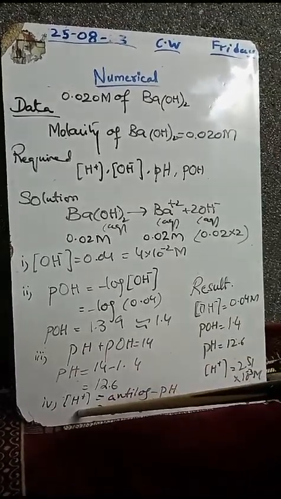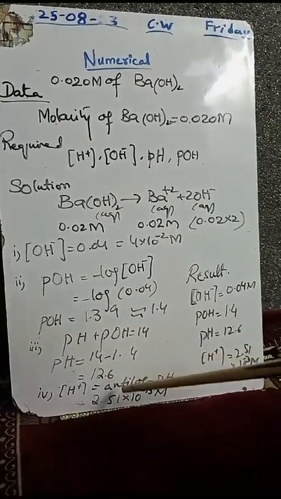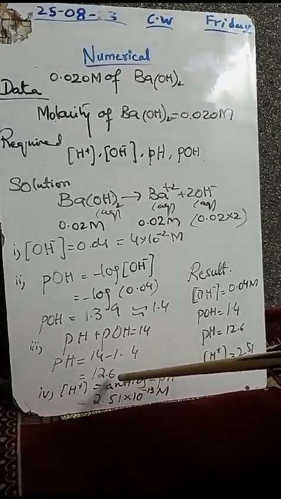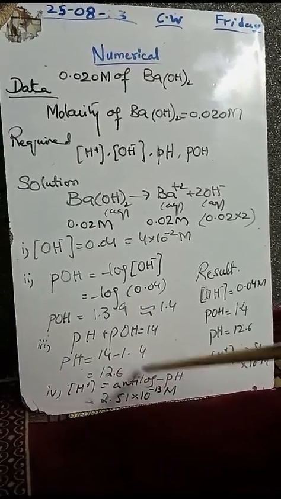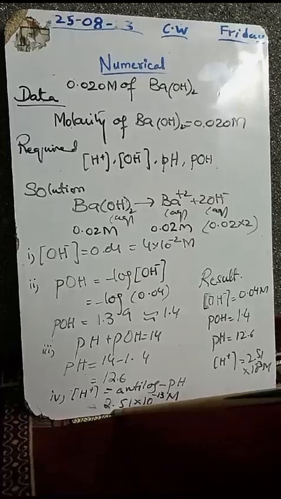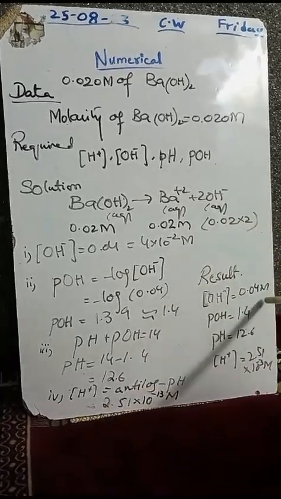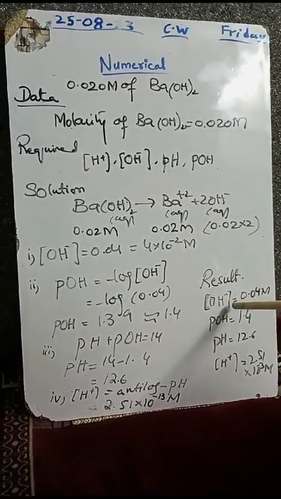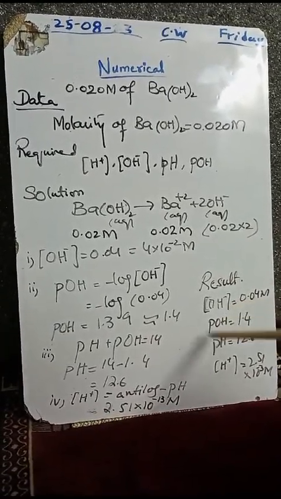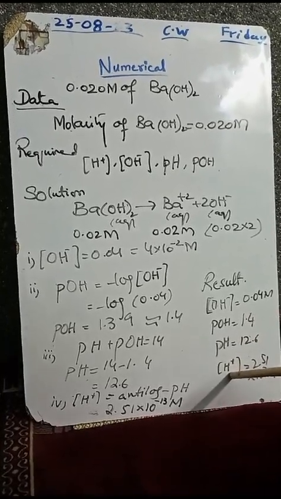Hydrogen ion concentration is found by taking the antilog of minus pH, where pH is 12.6. Antilog can be taken from the calculator by pressing shift and log, and after pressing shift and log, minus 12.6, you will get the hydrogen ion concentration. And at the end you have to summarize the whole result by considering OH ion concentration, pOH, pH and H positive concentration.